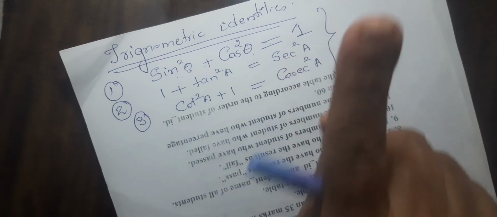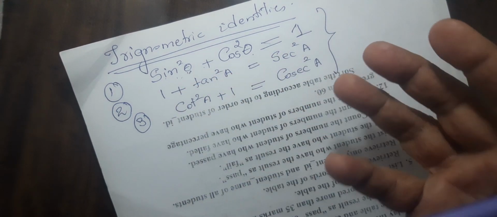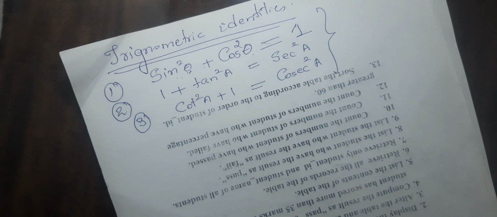Or 1 is equal to sine squared theta plus cos squared theta. If there is 1 in some identities when we are going to prove in the problems, wherever there is 1, we can just write there, if we want, according to the sum, sine squared a plus cos squared a, which is equal to 1. So instead of 1, we can write that.